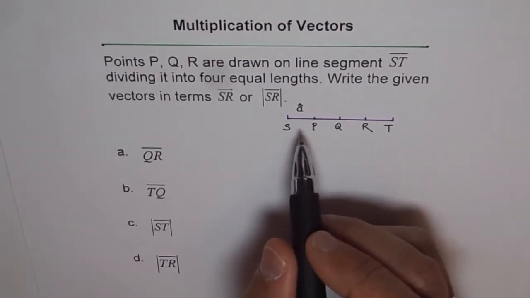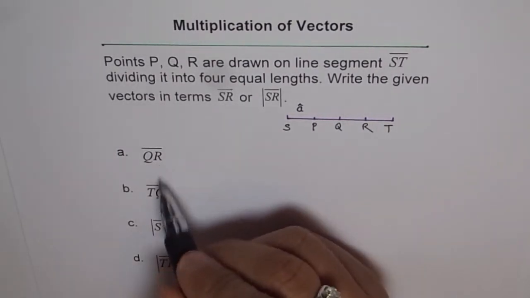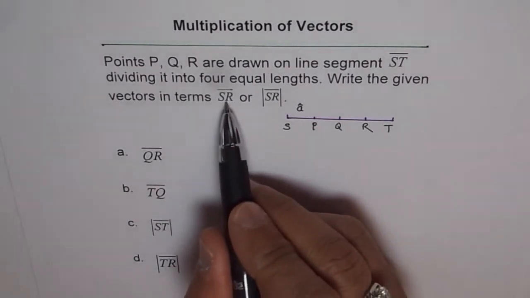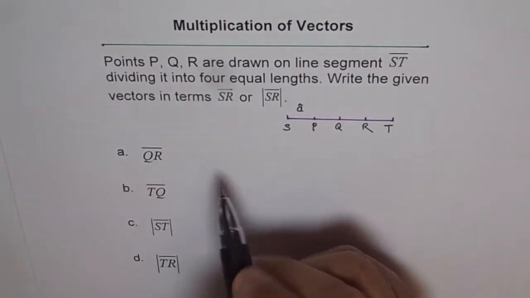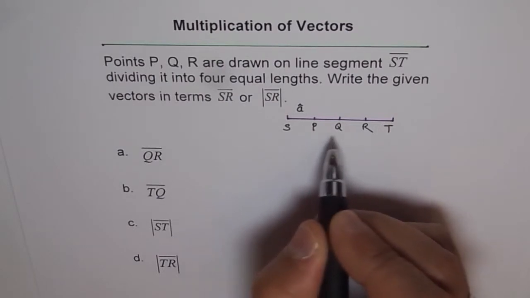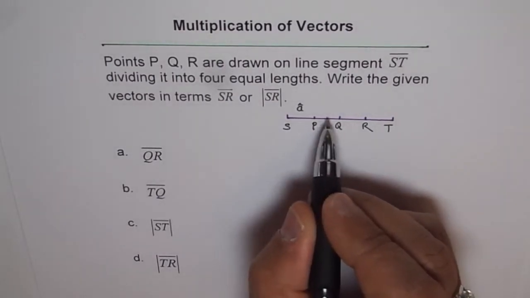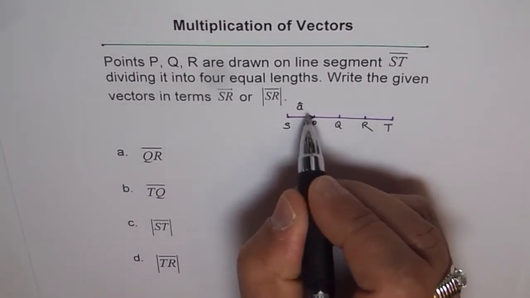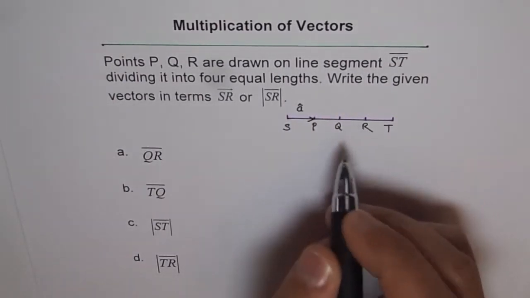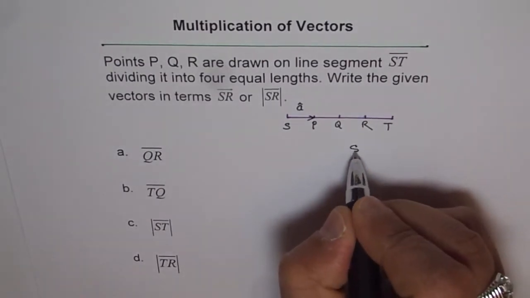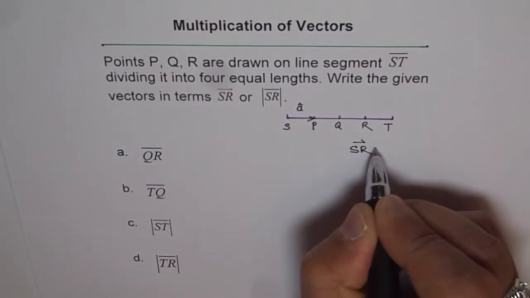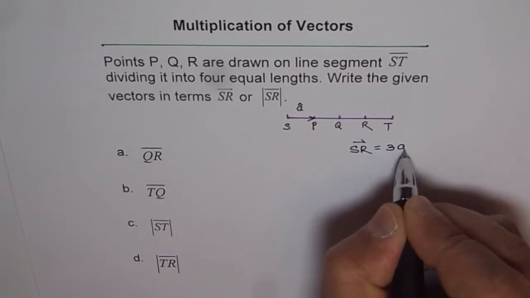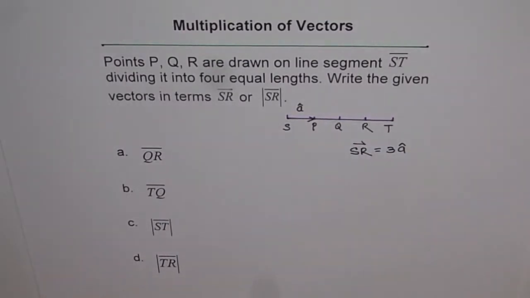Then how will you represent SR? We have to represent all these vectors in terms of SR or magnitude of SR. In that case, SR will be 3A. The direction is like this for our A, so S to R becomes 3A. We write vector SR equals 3 times A. We are calling A one unit of that division. Now that will help us answer all the questions.